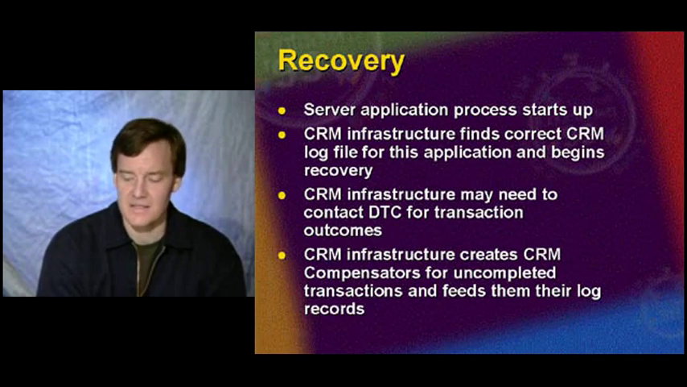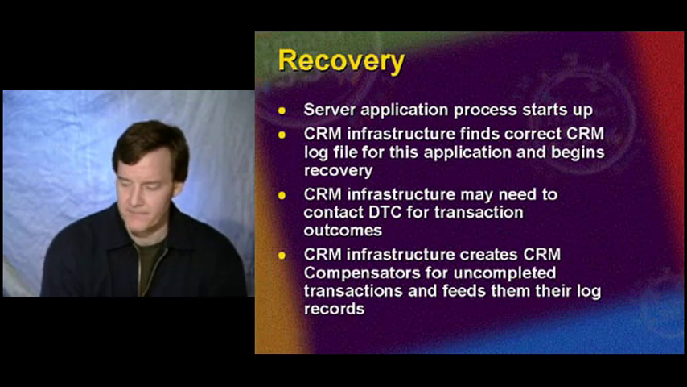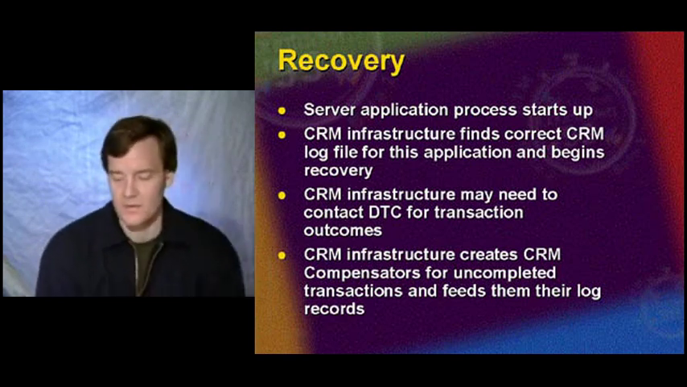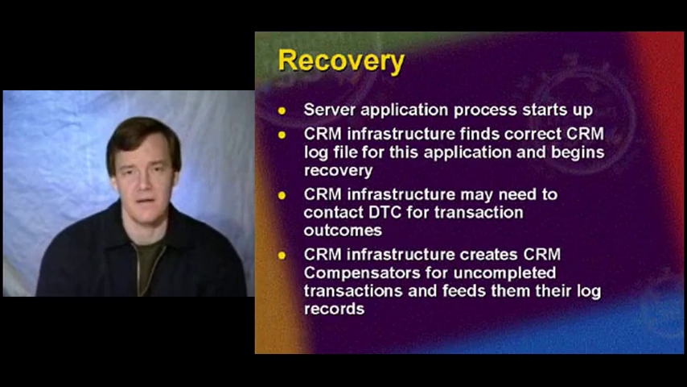It may need to contact DTC to find out what happened to some of these transactions if they get into an unknown state. And then the CRM infrastructure will create the CRM compensators it finds in its log file that have not completed their transactions, and it feeds them the log records. So the compensation process is very similar to that described in the normal situation. And again, once this is done, those old log records are free to be checkpointed out of the log.